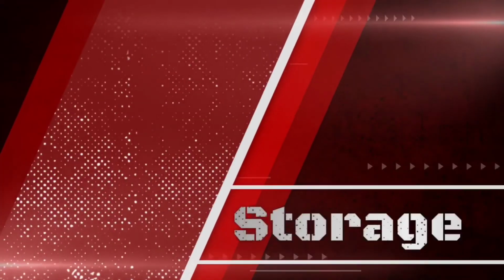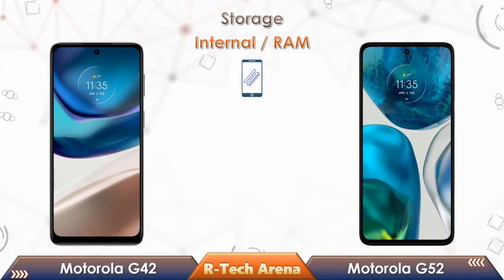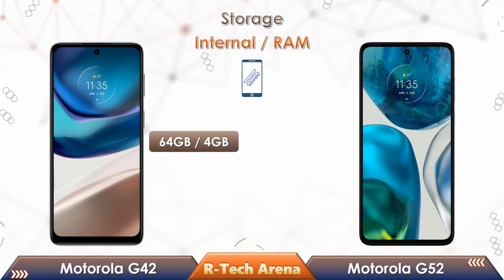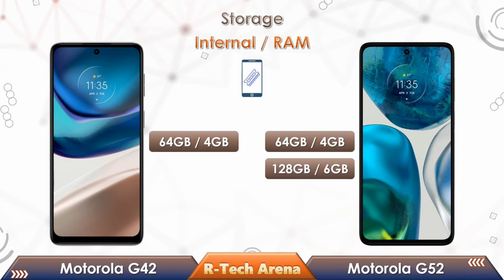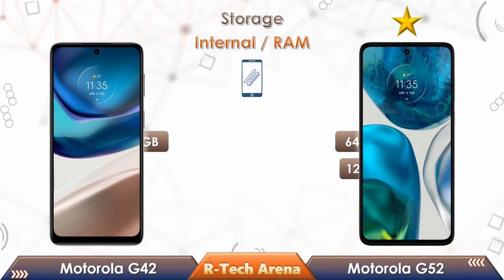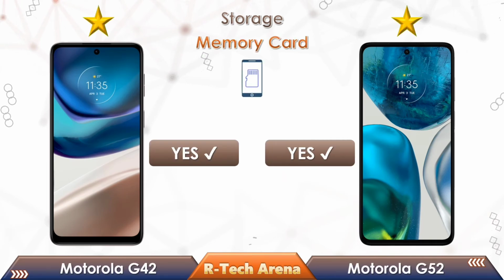Friends, let's compare the storage between these two phones. Motorola G42 comes with a single variant, 4GB RAM with 64GB storage, while the Motorola G52 comes with two variants, 4GB RAM with 64GB storage, and 6GB RAM with 128GB storage. Both these phones come with the memory card slot.